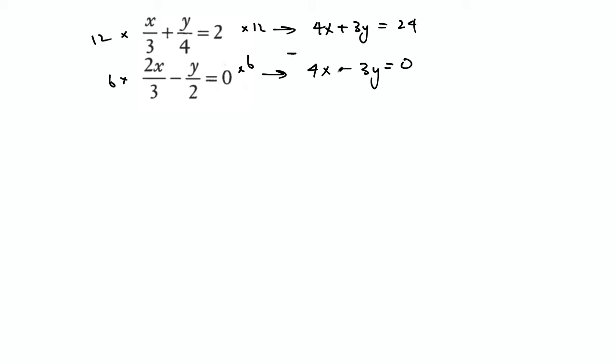Now, notice that if I subtract these two equations, I lose the x, so let's do that. Okay, then we get 3y plus 3y, and 24 minus 0 is just 24. So dividing both sides by 6, we get that y is 4.